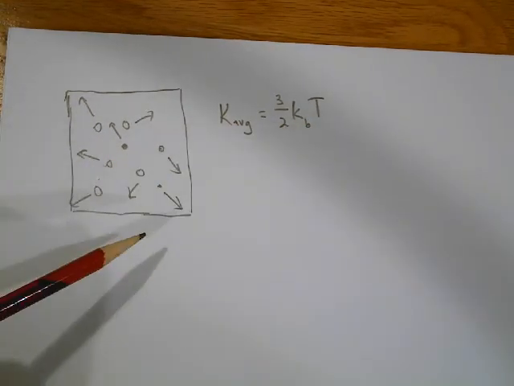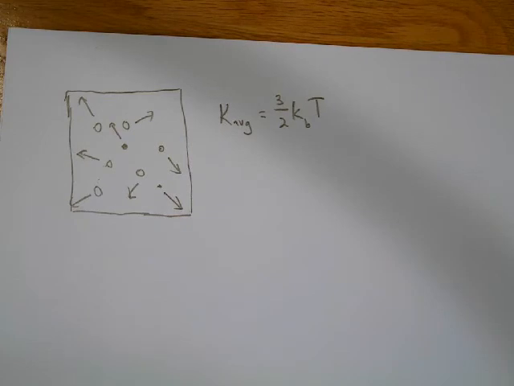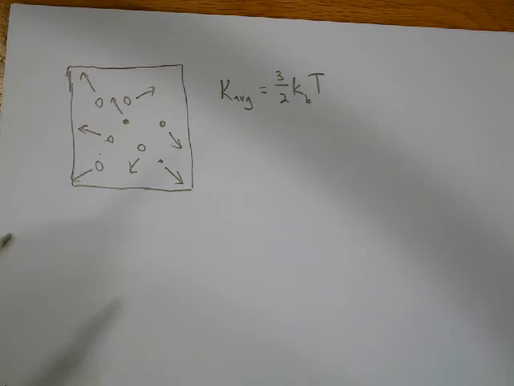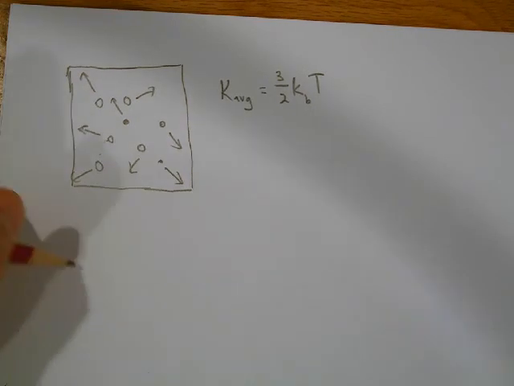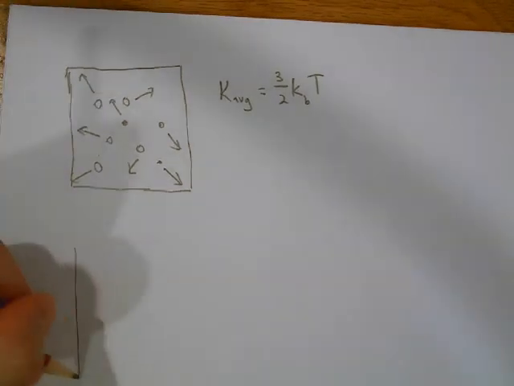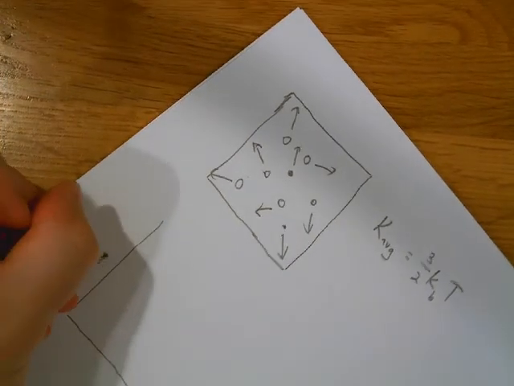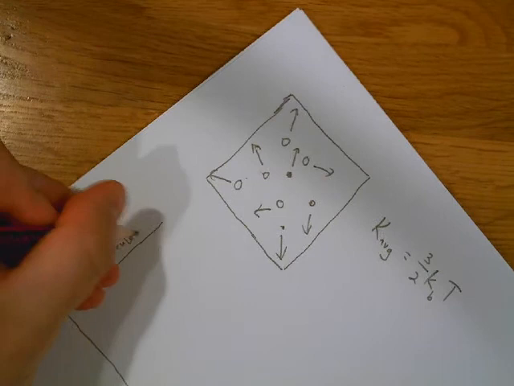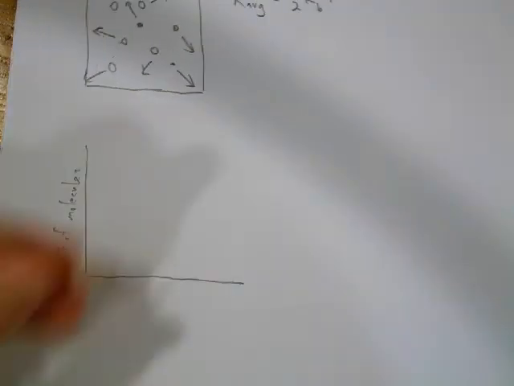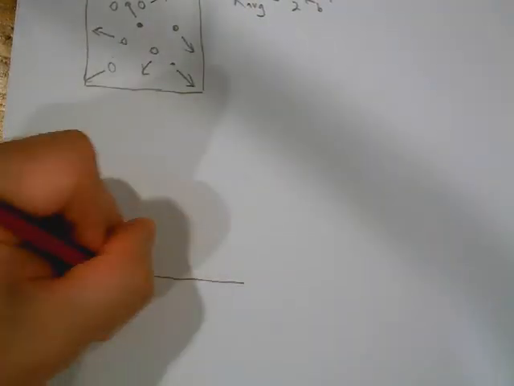Does this mean, though, that every single one of the gas molecules is moving the same speed? Of course not. Some of the gas molecules are going to be moving fast. Some are going to be moving slow. So if I was to make a graph of this, I would have the number of molecules versus the speed.